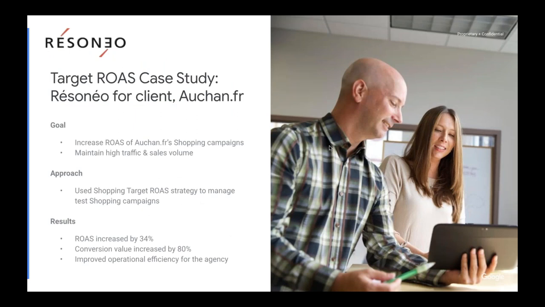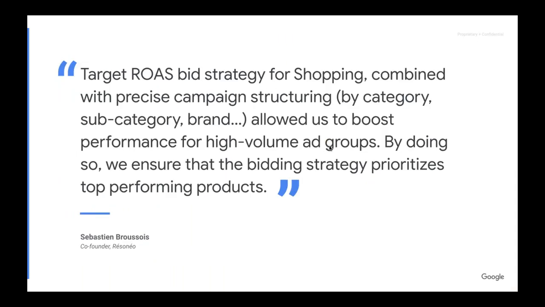Here is a case study from another partner of ours, Reasonel, for the client Auchan France. The goal of Auchan France was to increase ROAS of its shopping campaigns while maintaining high traffic and sales volume. They used the shopping target ROAS strategy to manage test campaigns, and eventually they managed to increase the ROAS by 34% and conversion value by 18%, and the agency also gained a lot of operational efficiency. The co-founder of Reasonel shared with us that they started from the high volume ad groups, and based on the positive results of the test, they were then moving on to change the bidding strategy also to lower volume campaigns and ad groups.